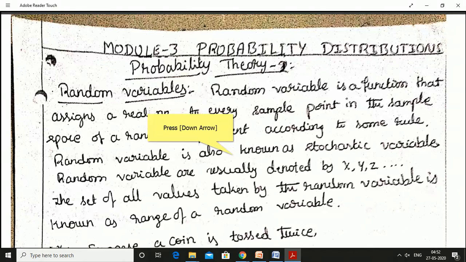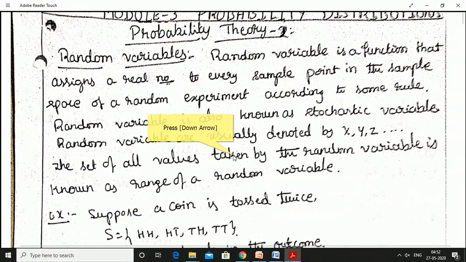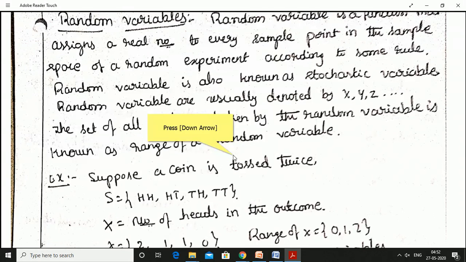Once again I am repeating: a random variable is a function. It assigns a real number to each sample point in the sample space according to some rule. That variable is known as a random variable. The set of all values taken by the random variable is known as the range of the random variable.